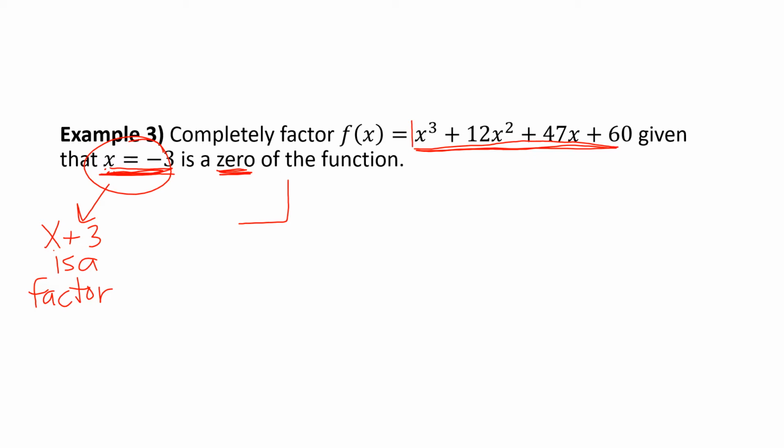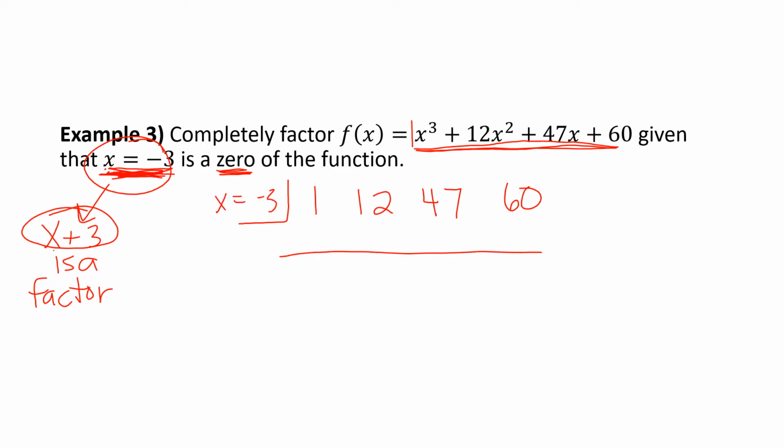I have 1x cubed plus 12x squared plus 47x plus 60. And in the box, remember my factor is x plus 3, but the zero is what goes in the box. So the x equals -3 is what goes in our box. And we're going to go through and complete our synthetic division process.